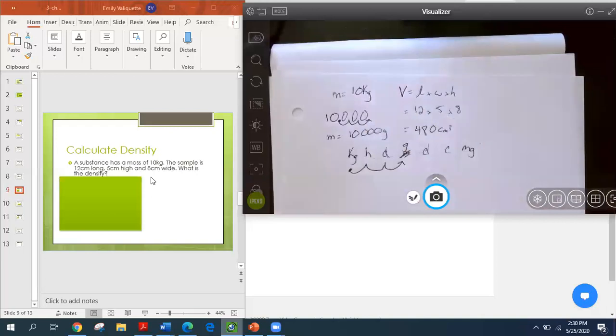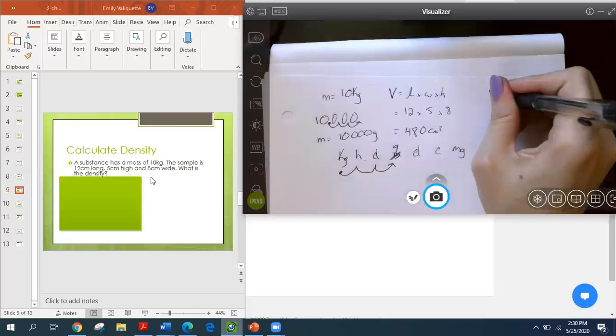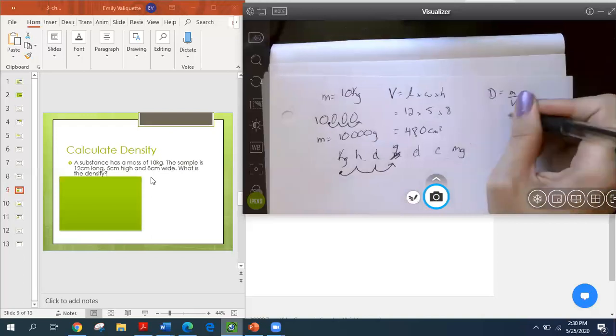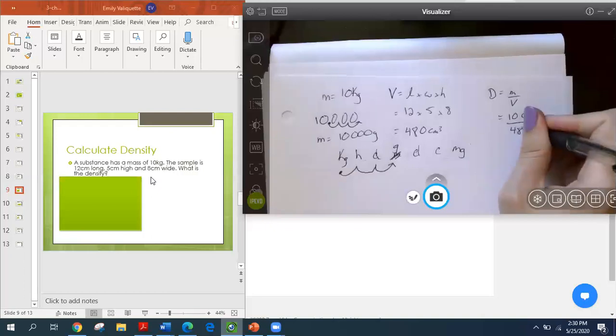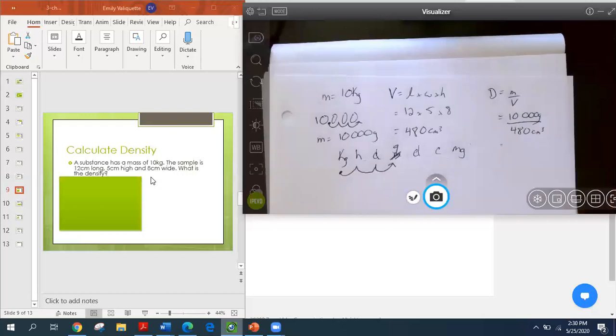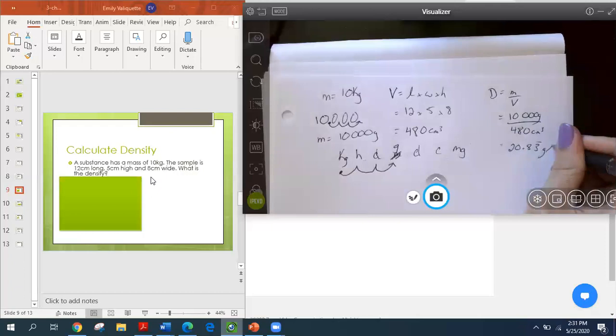From there, I can actually calculate my density. So density is mass over volume. So 10,000 grams over 480 centimeters cubed, which would be 20.83 repeating grams per centimeter cubed as our final answer.